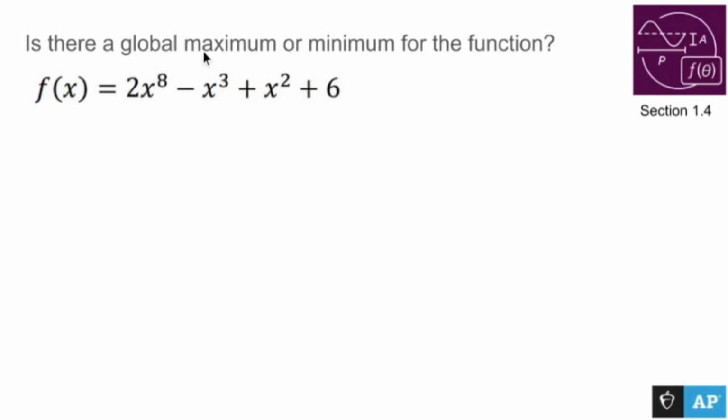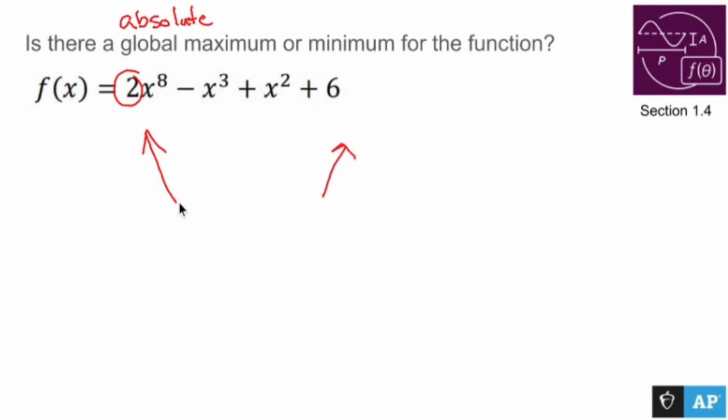Is there a global maximum or minimum for the function? Now, global maximum or minimum is just fancy talk for absolute, which means is there a spot on a graph where you can't go any higher or can't go any lower? Well, what I have is an 8th degree polynomial with a positive leading coefficient. So I don't know exactly what I have, but if it's an even degree and it's a positive leading coefficient, at one point it's going to start like that and end like that.